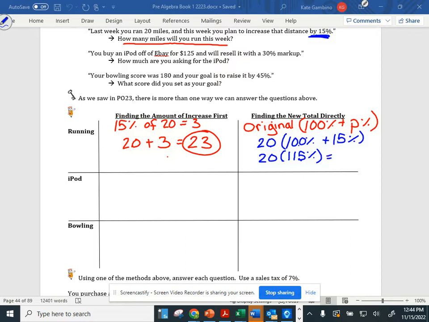115% is the same as saying 1.15, or you could work with the fraction. You could have that percentage as a fraction or as a decimal. So we can say 20 times 1.15 gets us 23. Is that correct?